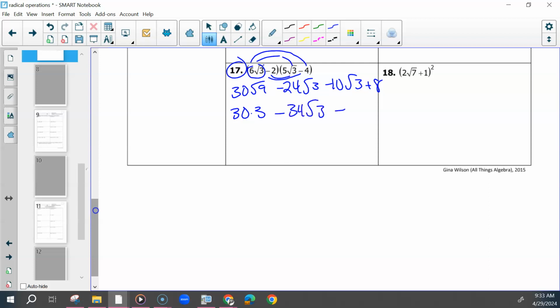Root 3, and then plus 8. So we have 90 minus 34 root 3 plus 8. So our final answer would be 8 and 56 square root of 3. Say that one more time. 8 and 56 square root of 3. Combine these: 98 minus 34 root 3.